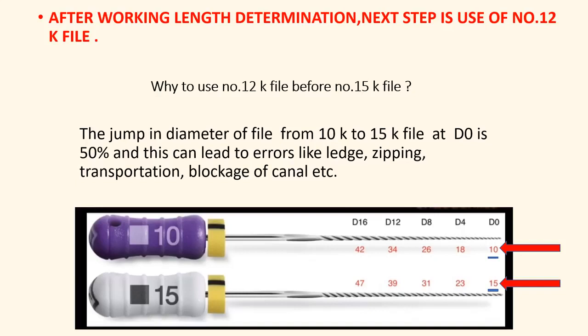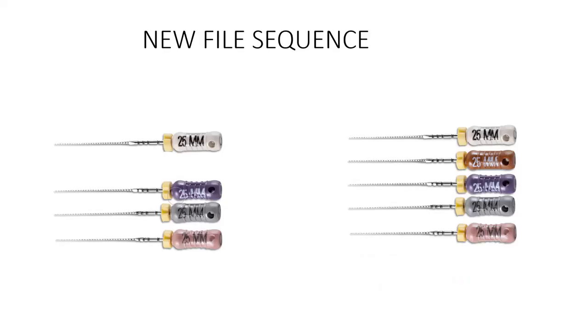Here you can see the diameter of the 10K file at D0 is 0.10 millimeter, while the diameter of the 15K file at D0 is 0.15 millimeter. So this is a 50% jump in the size. So this is my new file sequence: number 6, number 8, number 10, number 12 and number 15. This is the number 12.5K file from VDW.